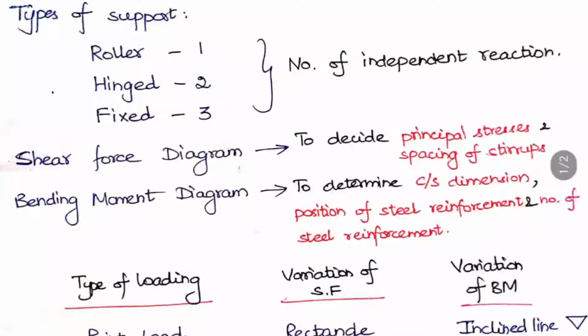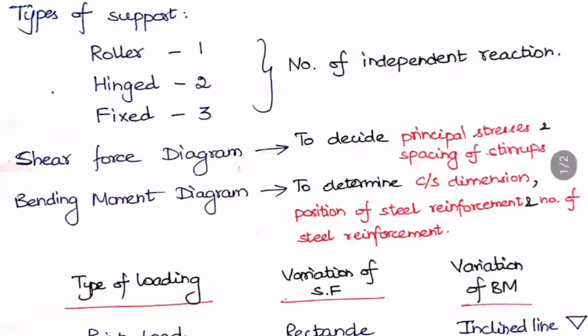Okay. So the first one, let us see the roller support. This is also called a movable hinged support. With this type of support, the horizontal movement will be allowed and the rotation is also allowed, but the vertical movement is not allowed. So the number of independent reactions will be 1, that is in the vertical direction, where it can't move. That is the reaction in the case of roller.